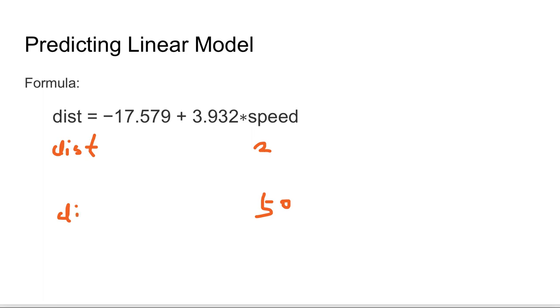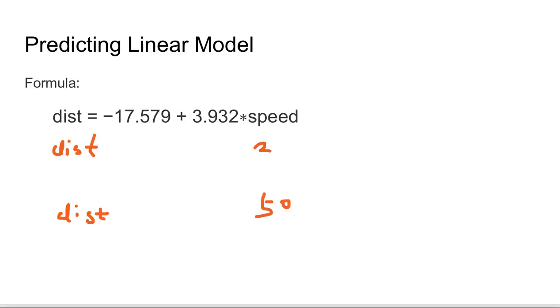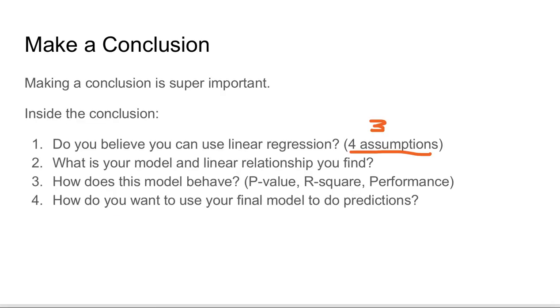So if you split your data set into 80 versus 20, you can use this 20 to check the performance. Like when you predict the value, you can check with the real distance value to see how far away between those 2 values, to see whether your performance is good or not. That's it.